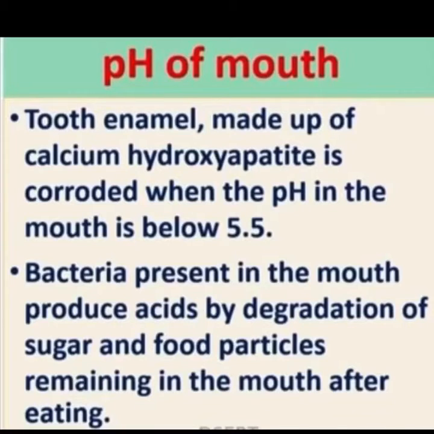Strong and hard. That hard substance also corrodes when the pH is below 5.5. Bacteria present in our mouth produce acid, children. How do they produce acid? By the degradation of sugar and food particles present in our teeth. Okay? The bacteria present in the mouth produce acids. That is why we have to wash our mouth after eating. Okay? Children, the toothpaste that we use contains a base, which will neutralize the acid present in our mouth.